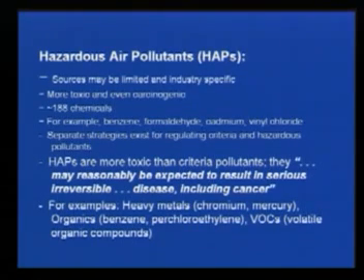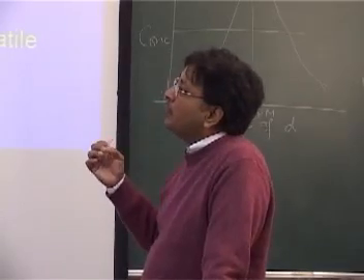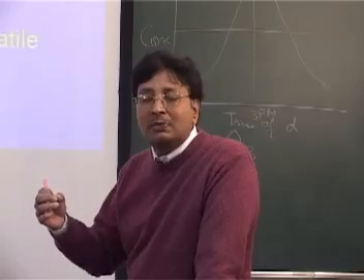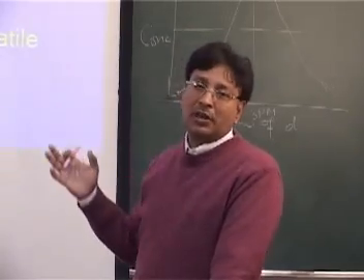HAPs are more toxic than the criteria pollutants because they may reasonably be expected to result in serious irreversible damage, including cancers. So, for example, you have chromium, mercury, benzene, and VOCs, again volatile organic compounds. For these we may not have a standard, we may have goals, we may have guidelines, or we may simply have plans to reduce their emissions.